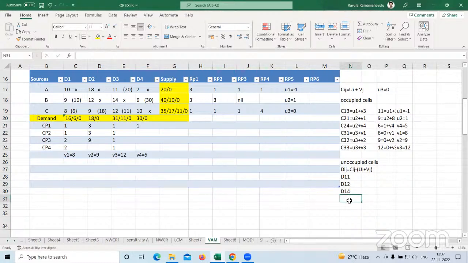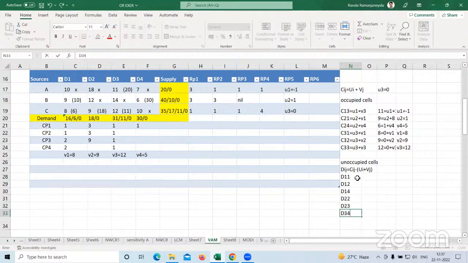One, 4. Then second row, the unoccupied cells are 2, 2, 2, 3. And in the third row, there is only one cell, that is 3, 4. Third row, fourth column. Right. These are the unoccupied cells where we need to cross check that Cij minus ui plus vj.